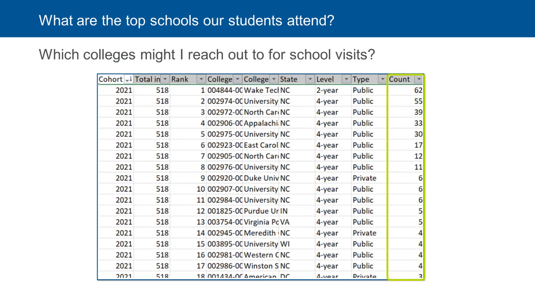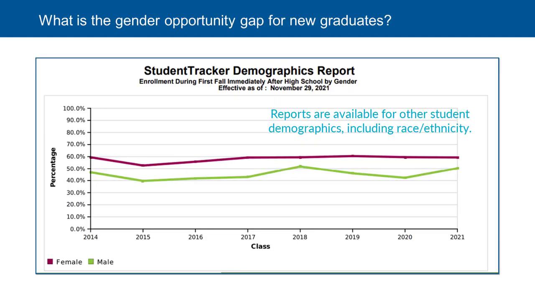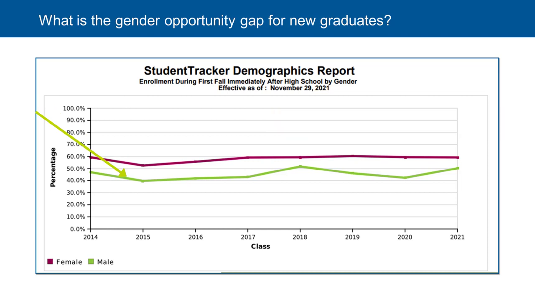In the demographic report, you'll see a graph such as this one, which helps you answer the question, what is the gender opportunity gap for new graduates? In this graph, you'll see the red line represents the percentage of female students who attended college in the fall after high school, and the green line is the percentage of male students. The gap there is common across all high schools.